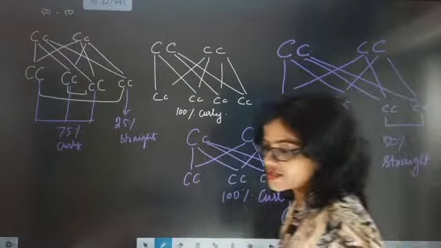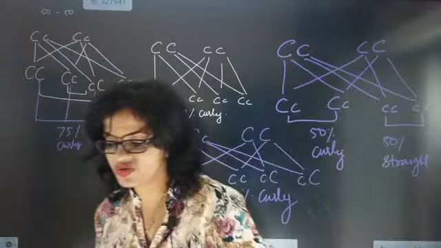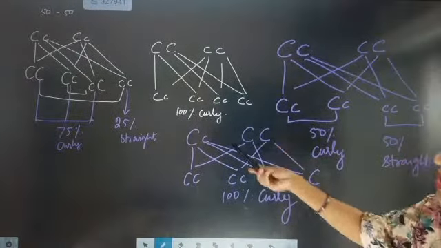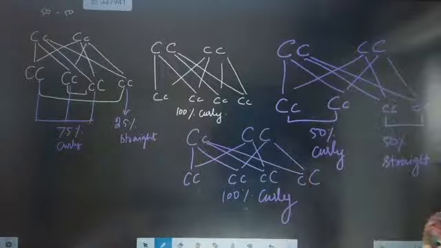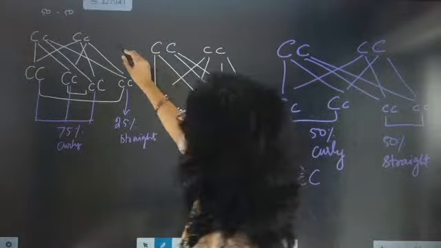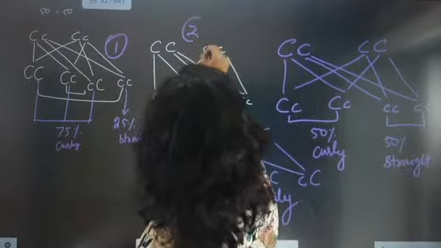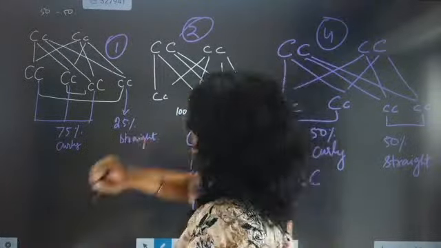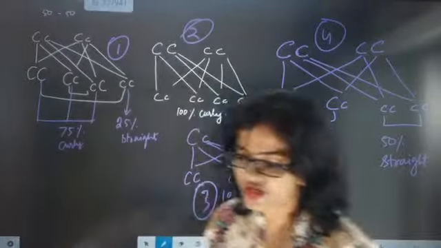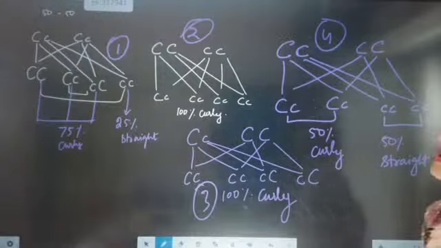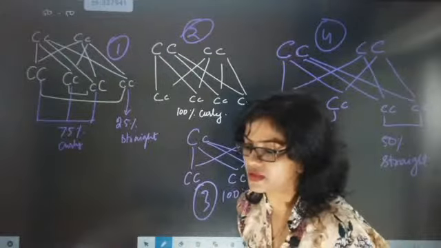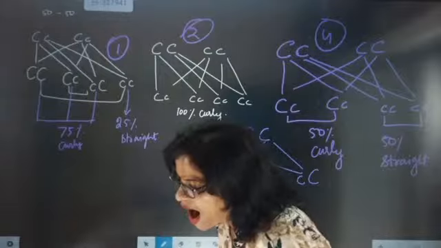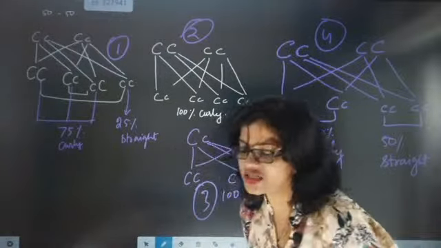So Akshaya's straight hair is the result of which one? Is it this one, or this one, or this one? Which one? First one, second one, third one, or fourth one? Her straight hair is due to... yes, that is what Kamya said.